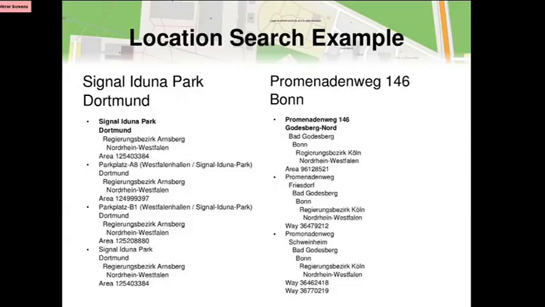This is an example for location search. On the left side, you see a search for Signal Iduna Park in Dortmund. That is a football arena. You get an exact match. You see, as part of the match, you get the complete region tree behind this area, and you get the ID of the area itself. Farther below, you see other hits that are not exact matches, but matched partly. On the right side, you see another lookup for a specific address, my former place of living.